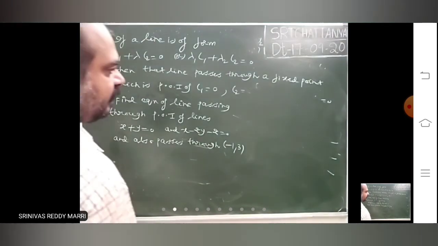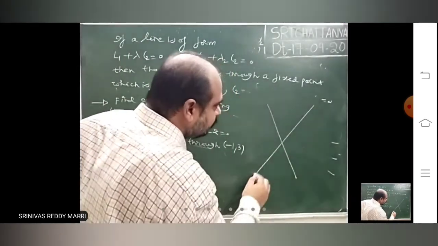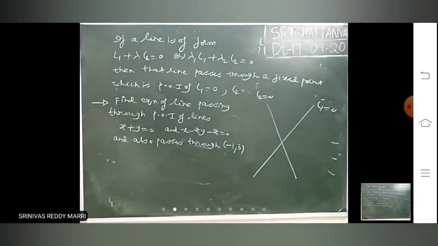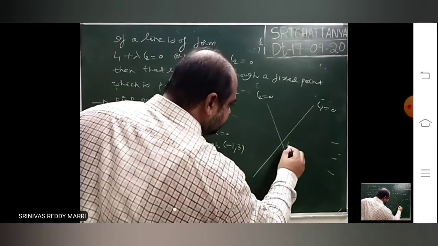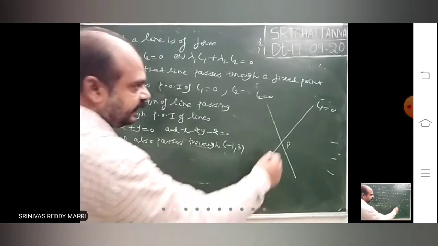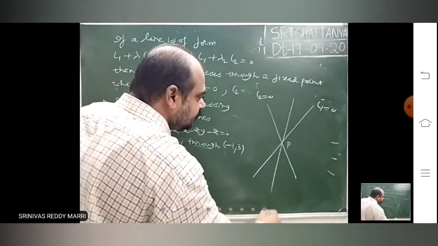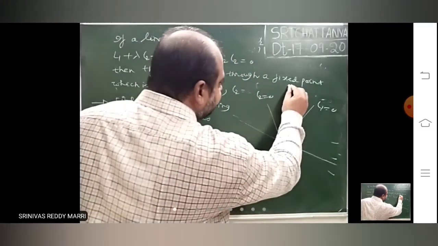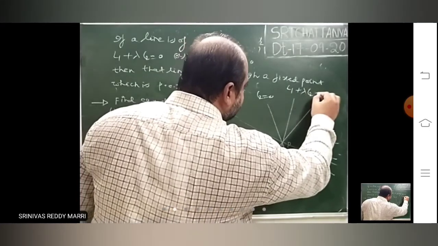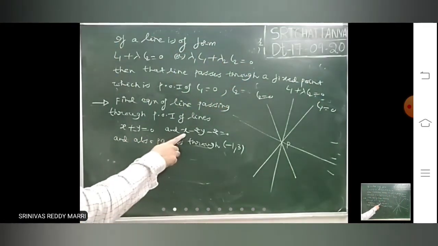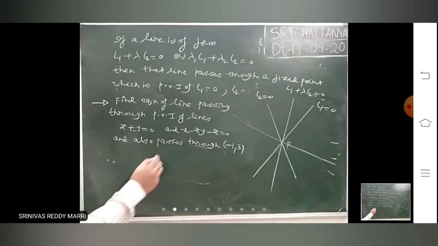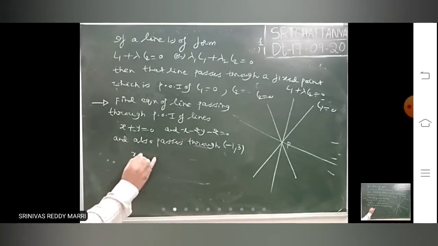So you want a line which is passing through the point of intersection of two lines given to you, L1 equal to 0 and L2 equal to 0. There will be a number of lines like this passing through the point of intersection. So any line will be in the form L1 plus lambda L2. You can solve these two and then write this point and that point, but don't solve. Do it like this.